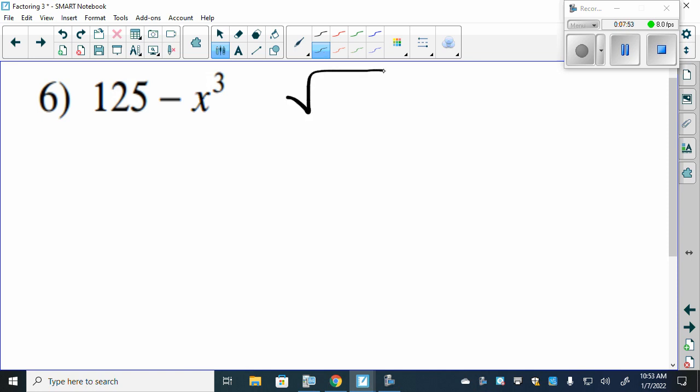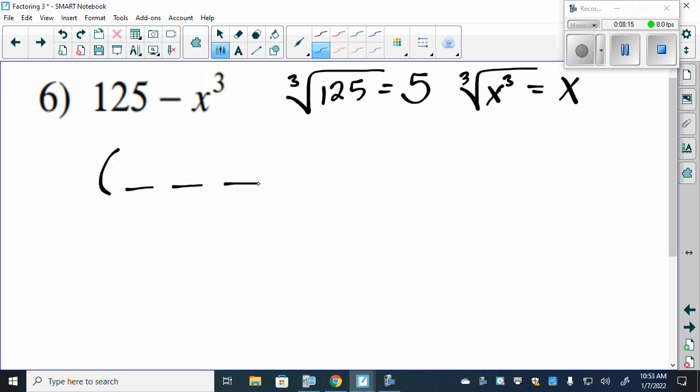Now, we can check to see if both of these are perfect cubes. And well, they are, because the cubed root of 125 is 5, and the cubed root of x cubed is x. So this does work. Now, what would our signs be? Minus, plus, and plus.